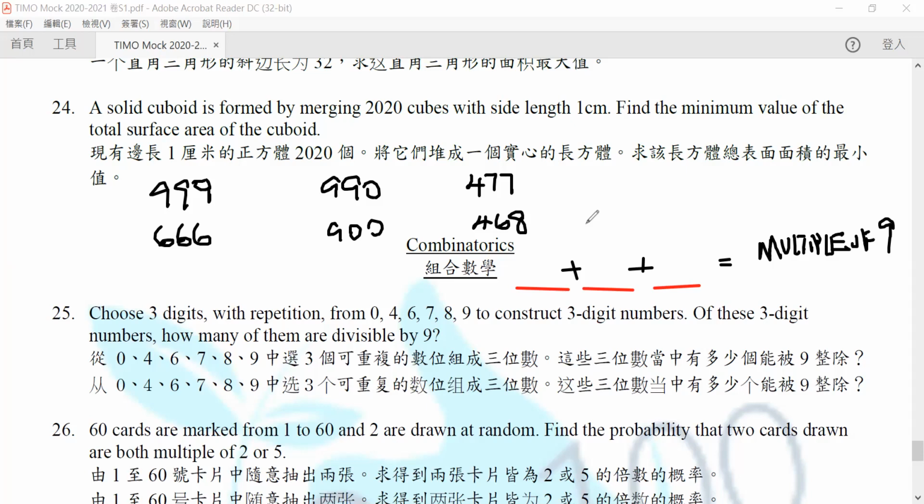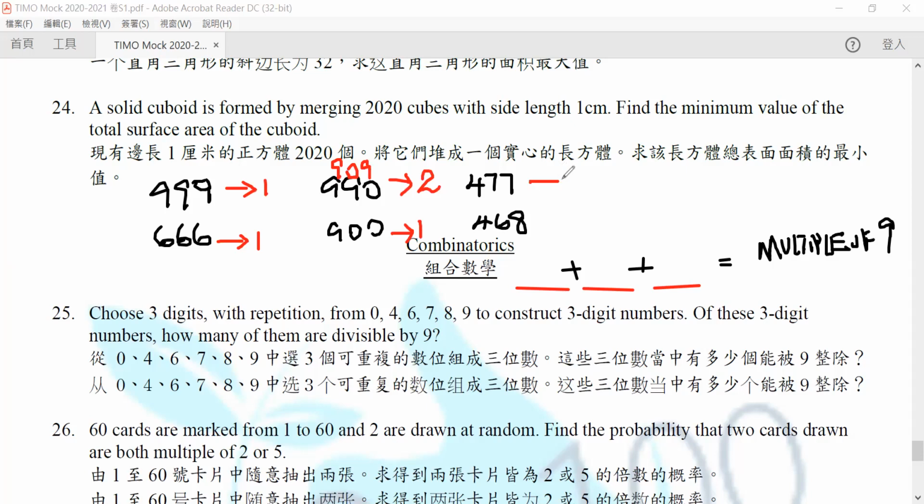But the answer is not 6, because we can rearrange the numbers. For example, in this 990, we can rearrange it to become 909. So after rearrangement, this turns out to have 2 numbers: one is 990, the other is 909, right? Both 999 and 666 will only give you 1 number after rearrangement. Again, 900 after rearrangement will get only 1 number. There are no other numbers.